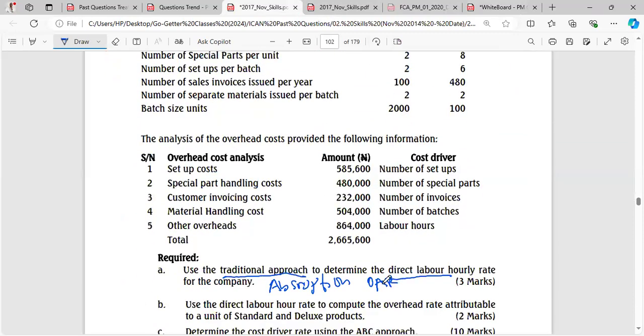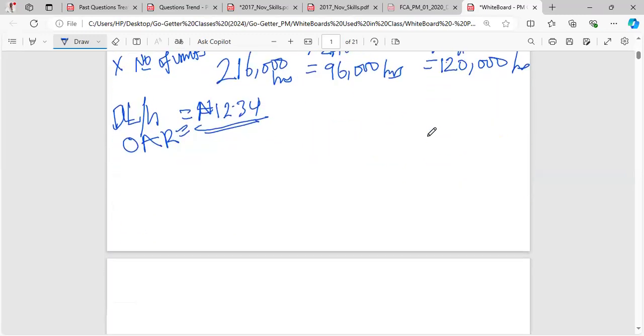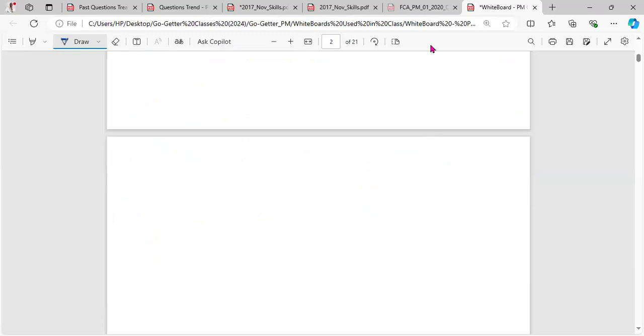But what are we asked to find? We are asked to find the direct labor hourly rates for the company. So what we just did now, we've looked for the direct labor hour rate for the company. The direct labor hour rate is this, and it's also called your overhead absorption rate. So this is what we are going to use for the company. Now, that is for the A part. We'll now move to the B.